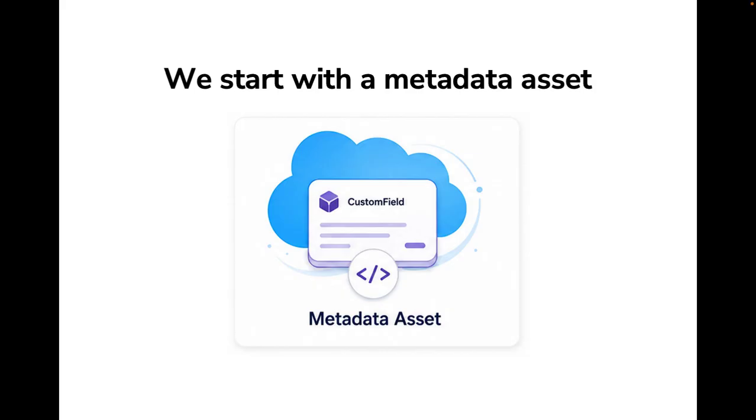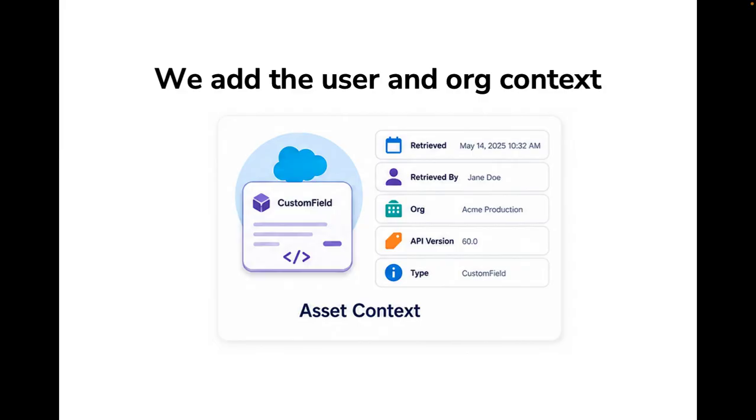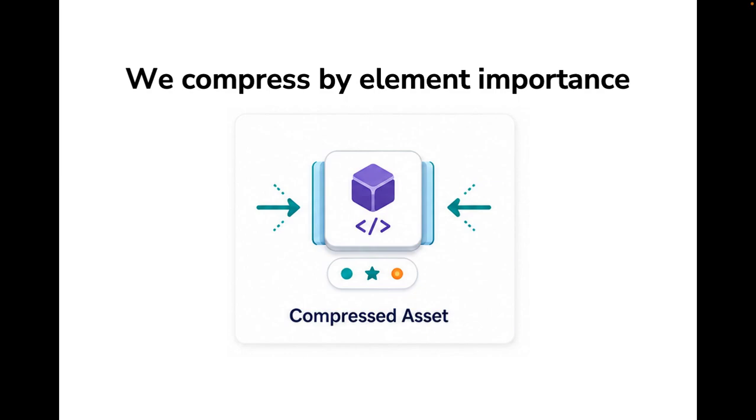So first, we do start out with the metadata asset retrieved from a snapshot, but then we add additional user and org context information that really connect that metadata in place and time to where it was captured. Next, we compress the metadata based on the importance of each and every element in the metadata API. So for all 37,000 metadata elements, we have ranked importance about which ones are vital for understanding the metadata and which ones really don't matter. And we use that to compress the size so the metadata will fit into any context window.